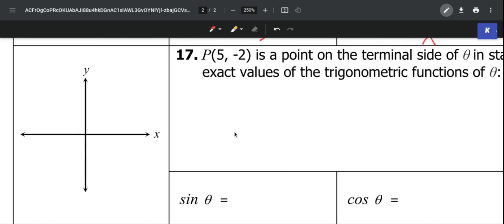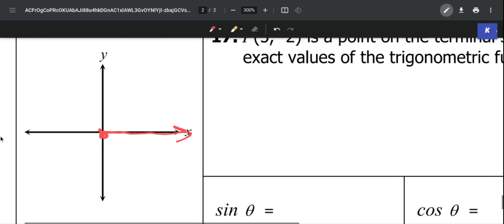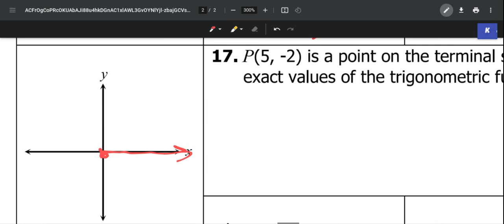So your initial side is always going to start from the origin and be positive on the x-axis. Now, 5 over 2, this may not be exact, but we don't need it to be. That's going to be, let's see, over 5. So 1, 2, 3, 4, 5. And then down negative 2.